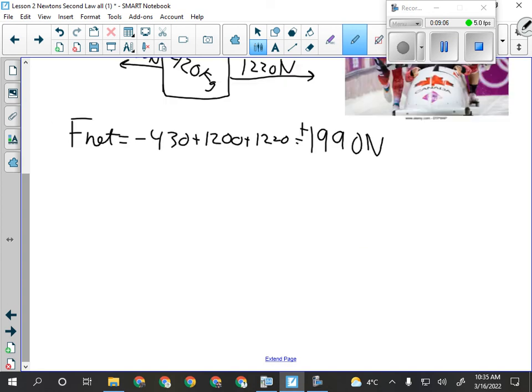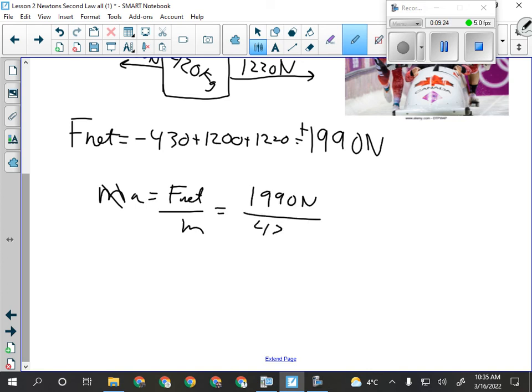And now, what do I do? Now I manipulate m times a equals F net, because I just calculated F net with the vector sum of all forces. So I just divide both sides by m and plug in my numbers. 1,990 newtons forward divided by 420 kilograms, and that should give me my 4.7 meters per second squared forward. Okay, everybody all right with that?